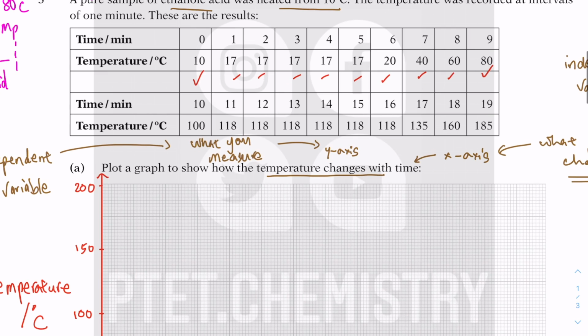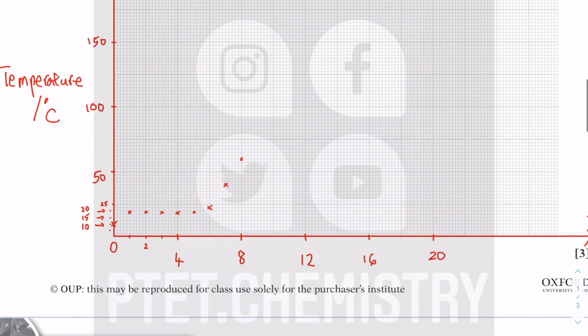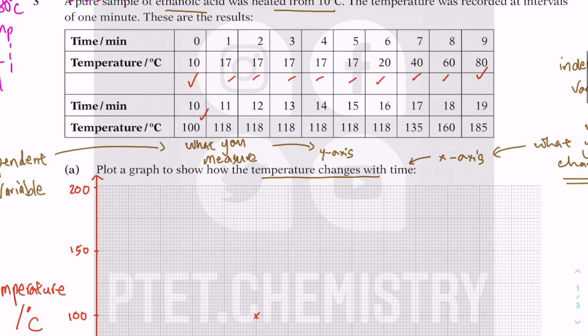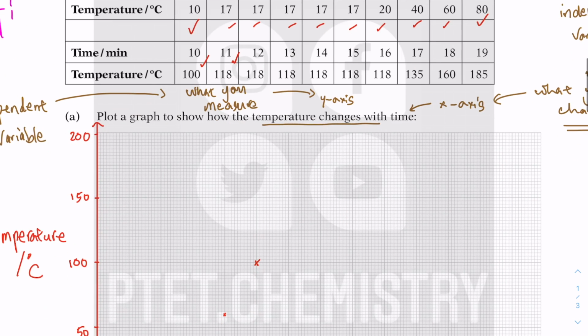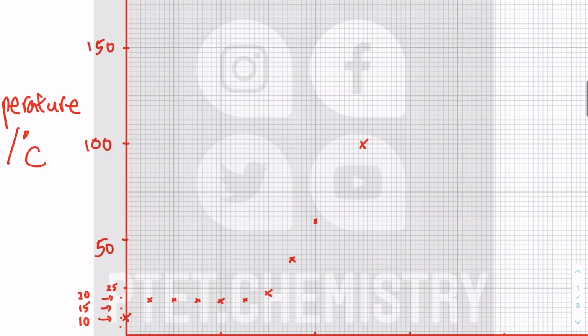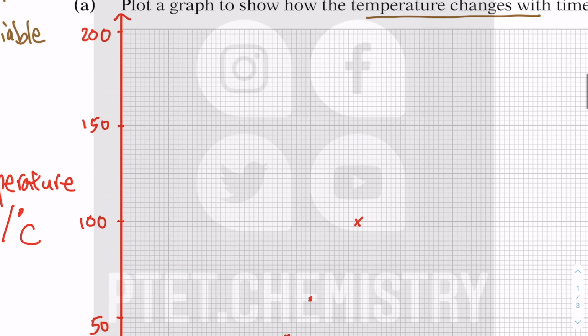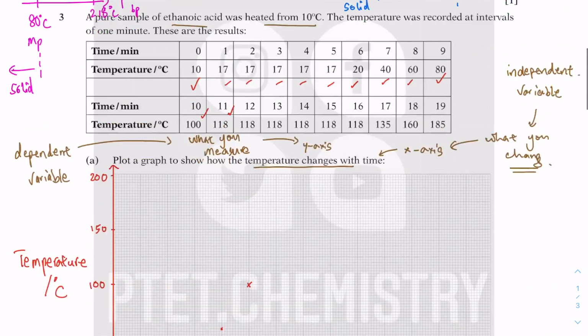All right. 10 and 100. 10 and 100 is the easy one to draw. 11 and 118. Things like 118, I would think that is really close to 120. So look for 120. As you know, 2 small squares is 5. So 120 will be 4 small squares. 120 is roughly there.